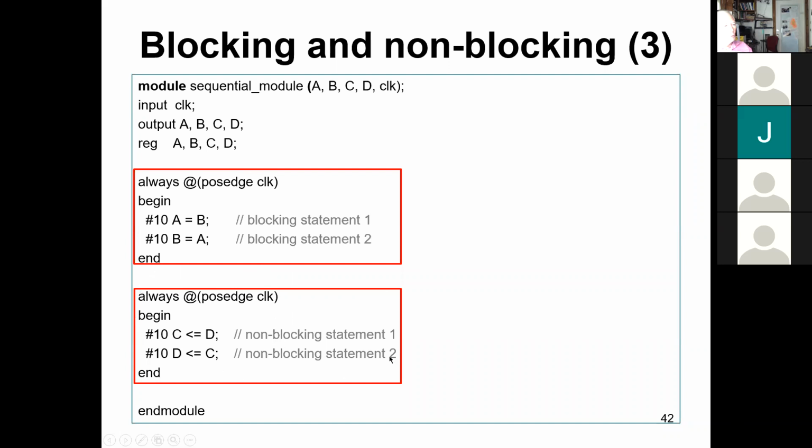Normally, this is what you want in a true procedural block. And normally, this is what you want in continuous assignment statements. But maybe not always.